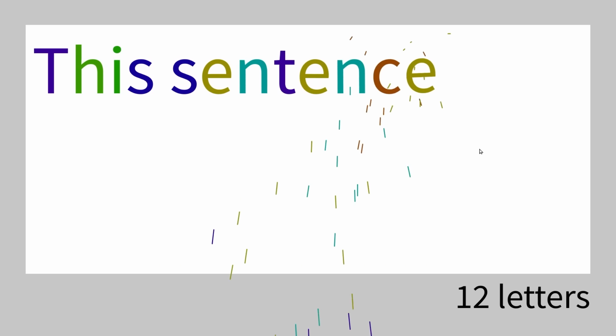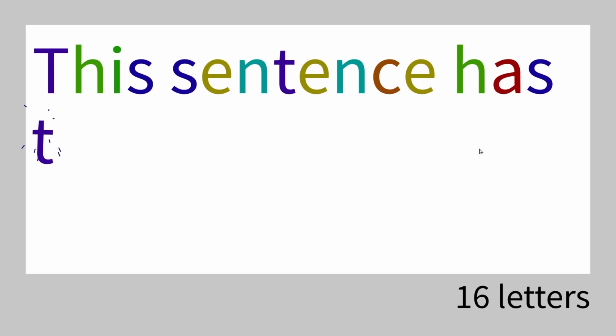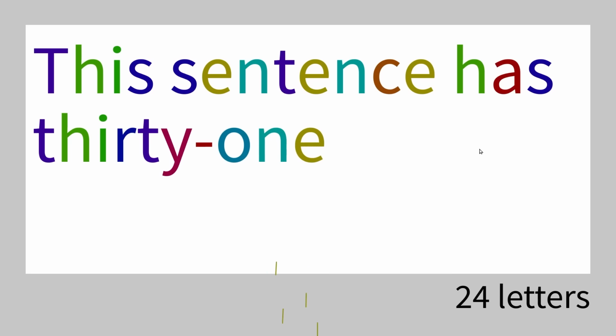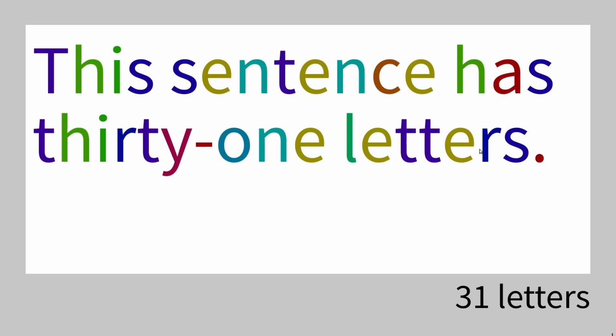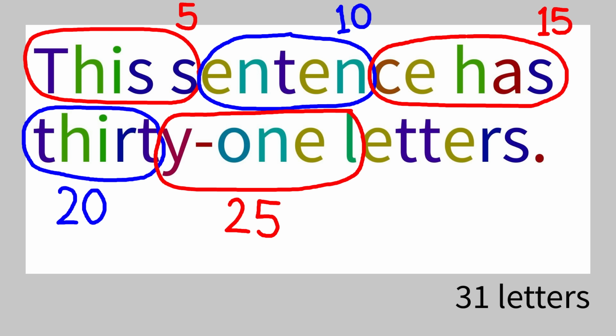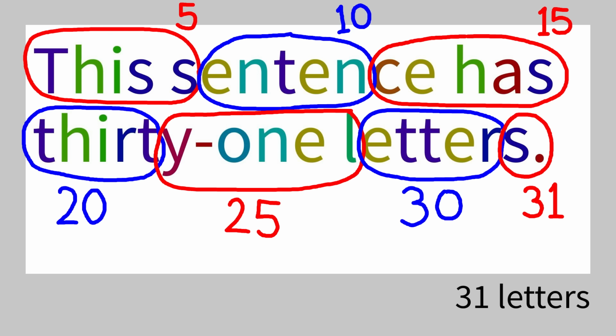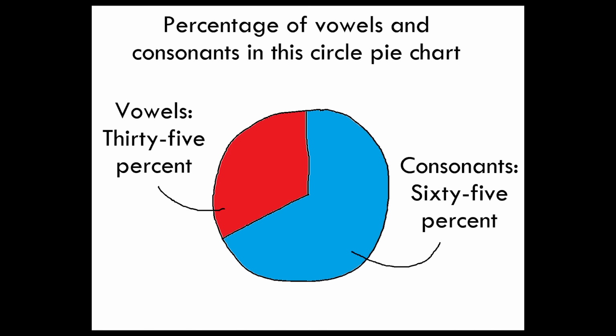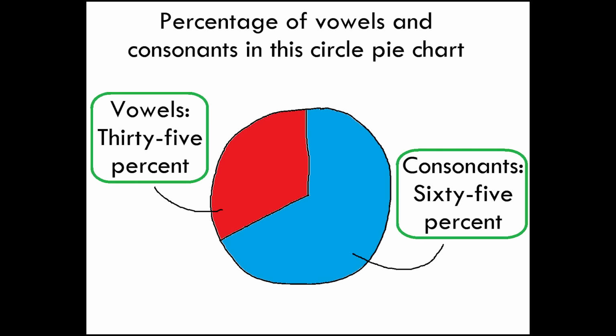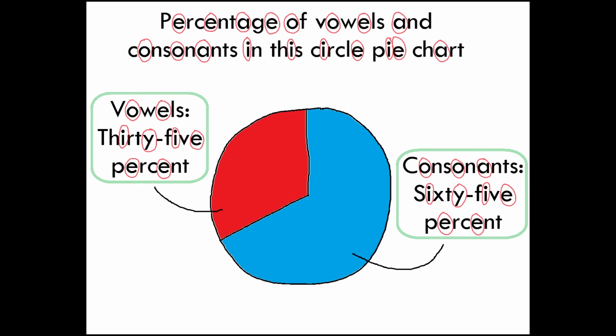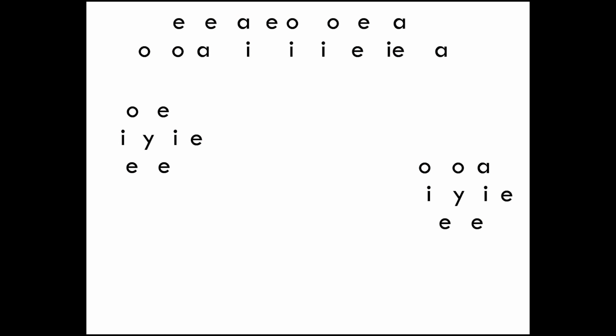This sentence has 31 letters. 5, 10, 15, 20, 25, 30, 31, and indeed it does. But what about this pie chart, which claims to have 35% vowels and 65% consonants? Well, here's all the vowels isolated.